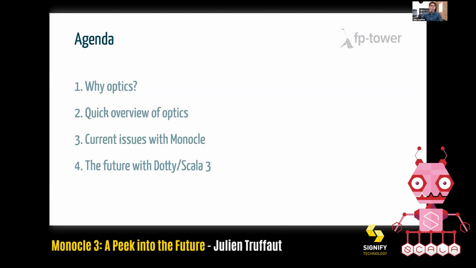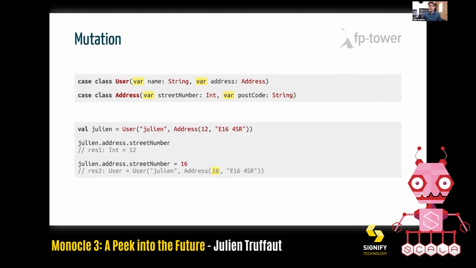Okay, so why optics? What problems do they solve? I don't know about you, but the way I learned programming, every single data structure had variables inside. So in Scala, we can have the same thing. You can create a couple of case classes where we use the var keyword for every single field. So here I have a user, and a user has an address. And it's very convenient because once you created a user, you can access the street number by just saying julian.address.streetNumber. This is the same if it's immutable or mutable.